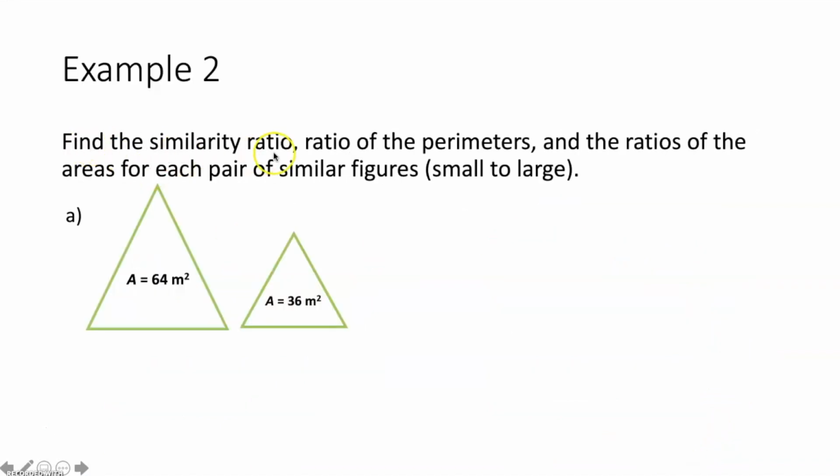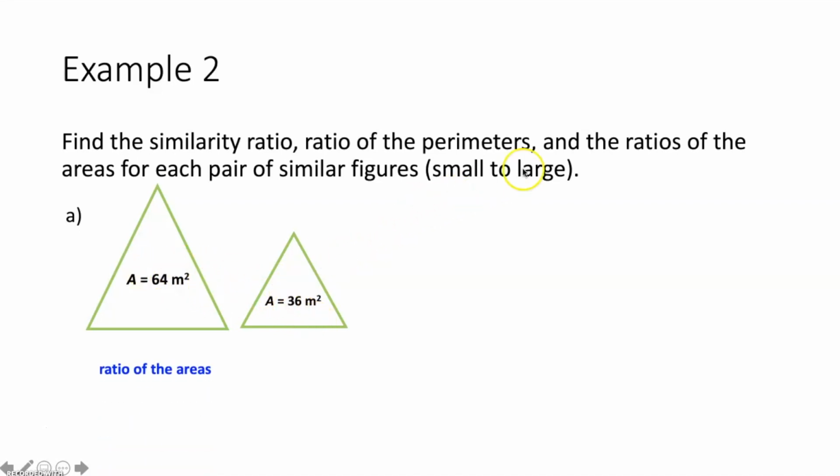Now example 2 says find the similarity ratio, ratio of the perimeters, and ratio of the areas for each pair of similar figures, small to large. Now as you can see in our example down here, we're still given two similar figures, but instead of being given corresponding side lengths, we're given the areas of each of these similar figures. So instead of finding the similarity ratio first, then finding the ratio of the perimeters, then finding the ratio of the areas, we need to start with the ratio of the areas because that's what they give us.